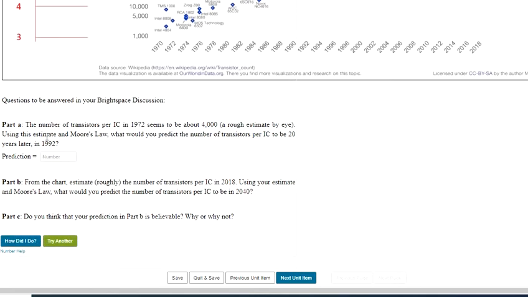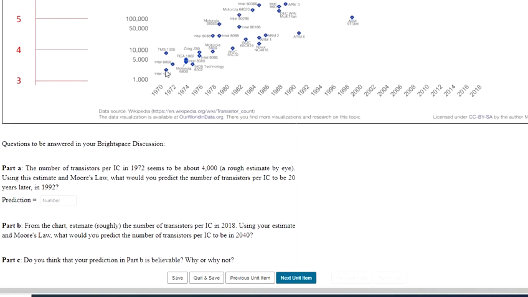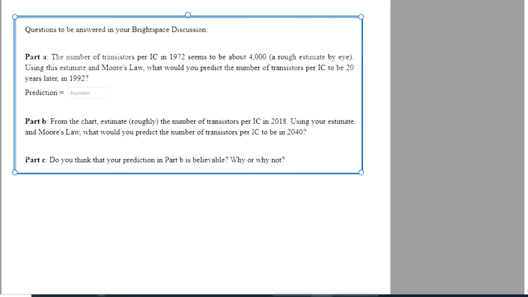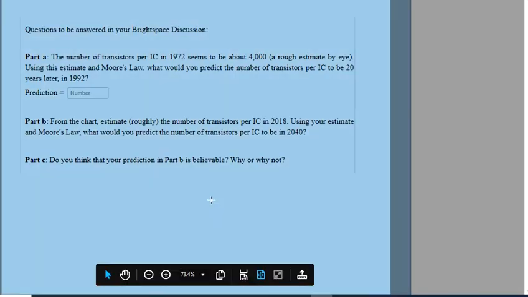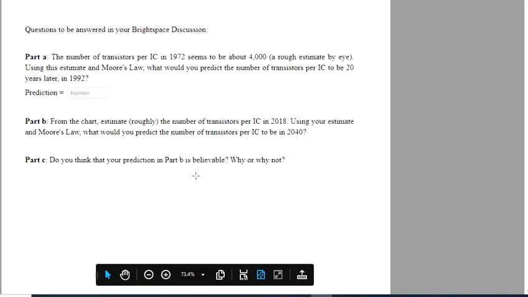For part A, the number of transistors per integrated chip, or whatever that abbreviation was, in 1972 seems to be about 4,000 for a starting amount. Okay, so they used a rough eye estimate to make that, and I kind of got misled. I thought for the prediction they wanted us to do another rough eye estimate. But what they actually want us to do is to use Moore's law in a type of function setting. So let's get some pencil and paper out.